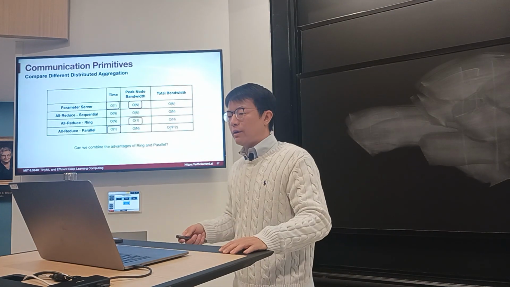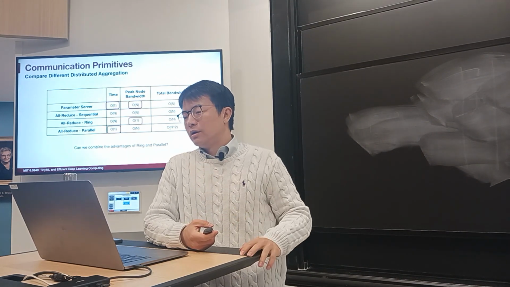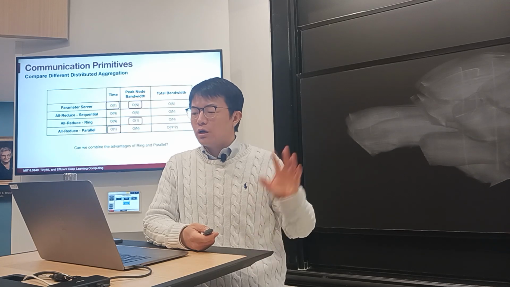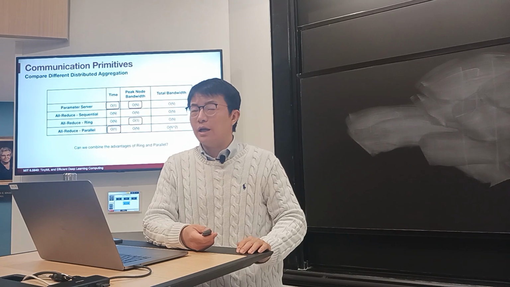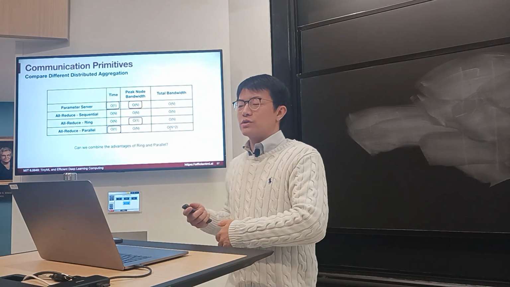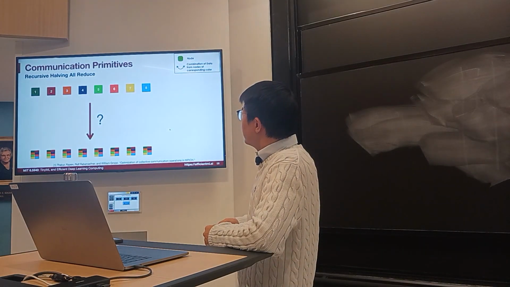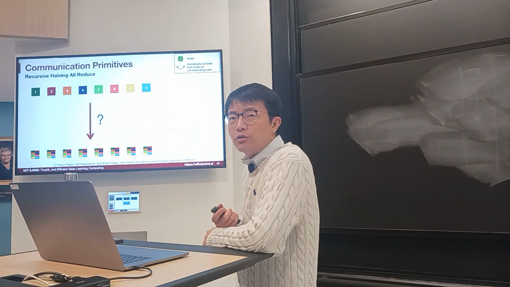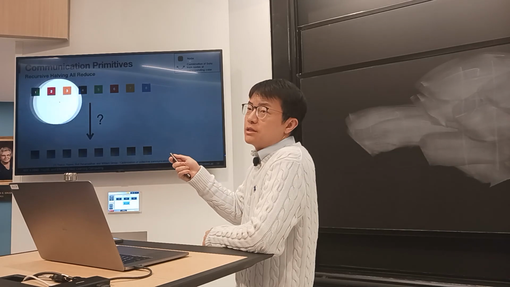And now we want to combine the advantages of the ring and parallel all-reduce. Ring all-reduce combined with parallel all-reduce. And let's see how we can further reduce the bandwidth and time. Okay, so now the example gets a little more complicated. So let's use 8 nodes in this example.